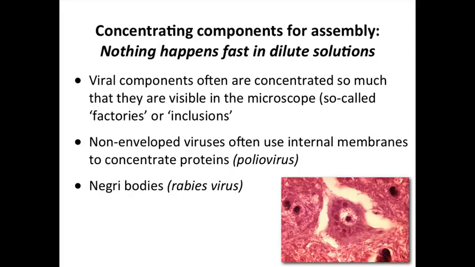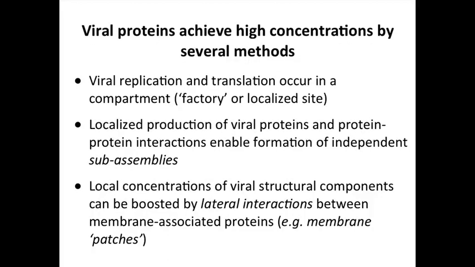Other ways of concentrating proteins include using membranes within the cell. You may remember that poliovirus replicates its RNA on vesicles that it induces in the cell, on the surface of these vesicles. You may say, why on the surface of a vesicle? Well, it's probably more concentrated than having all the components floating around in the cytoplasm needing to run into one another. So you do it on a vesicle where everything is happening. That's what I'm talking about when I say concentrating components for assembly.